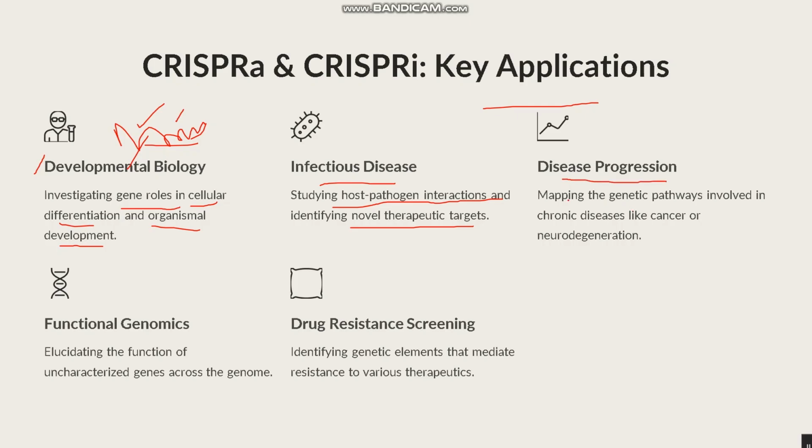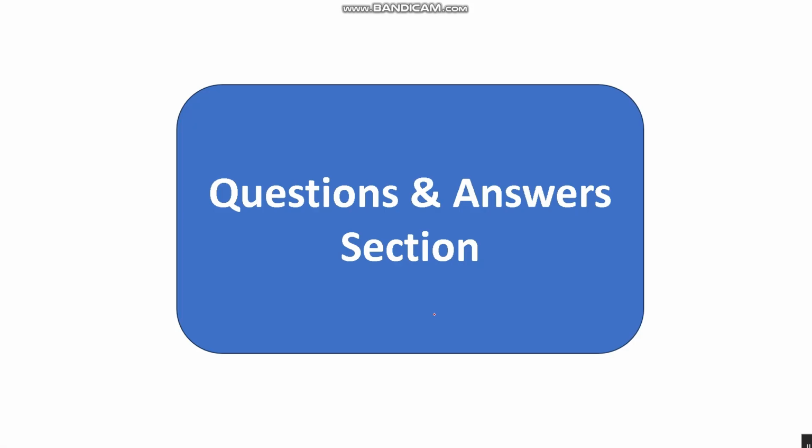We can use it for mapping the genetic pathways involved in chronic diseases like cancer or neurodegeneration. Functional genomics is elucidating the function of uncharacterized genes across the genome. Drug resistance screening is identifying the genetic elements that mediate resistance to various therapeutics.